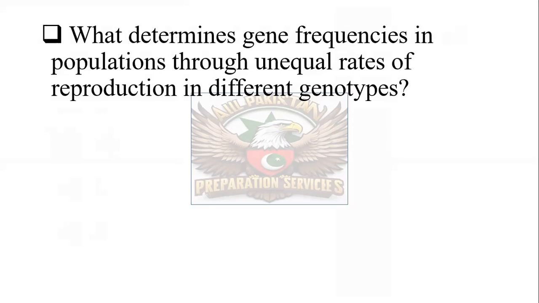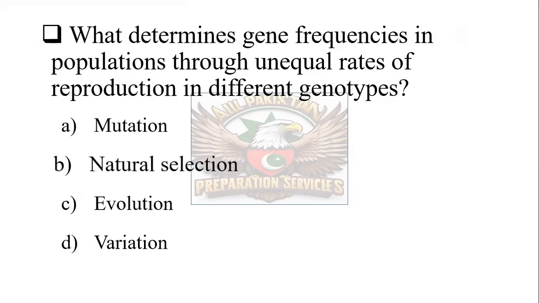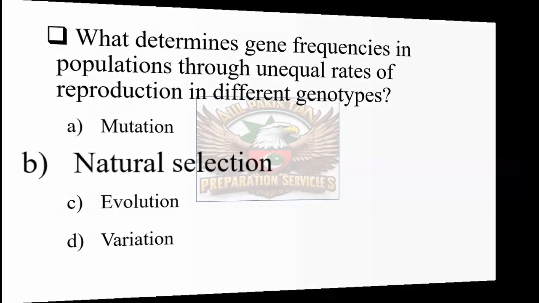What determines gene frequencies in populations? Unequal rates of reproduction in different genotypes, mutation, natural selection, evolution, or variation? And the correct one is natural selection. Natural selection determines the gene frequencies in population through unequal rates of reproduction in different genotypes.